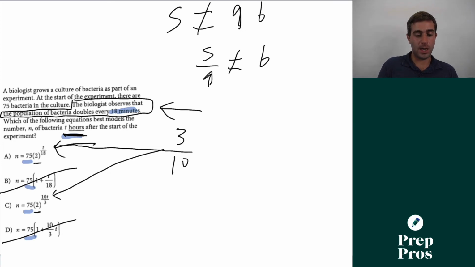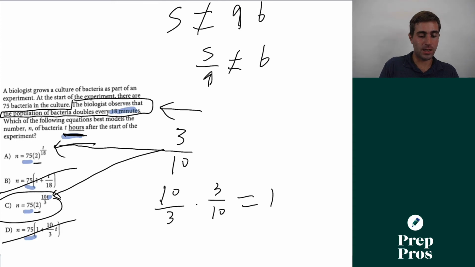And what I can see here is if I plug 3/10 in for t, 10 over 3 times 3 over 10 is going to equal 1. And that means, because it's 75 times 2 to the first, that in those 18 minutes we will have doubled. That is how I can tell that C is my correct answer.